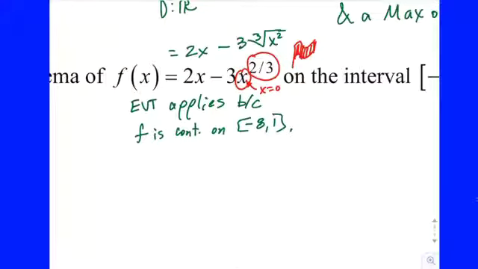All right. So let's go ahead and take the derivative. F prime of x is 2x becomes 2, and then minus, when we multiply, we get 2x to the negative 1/3.